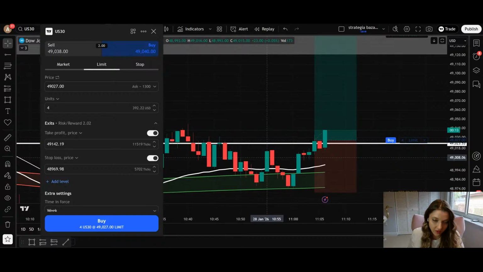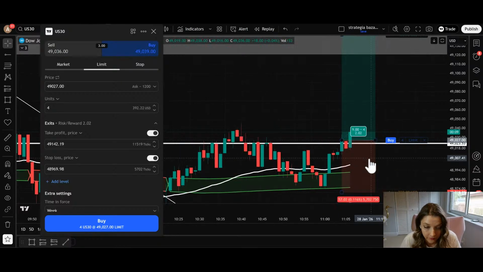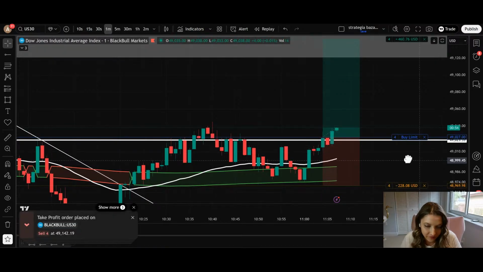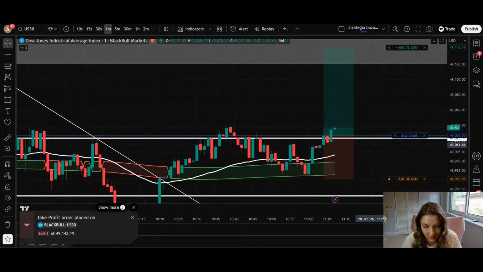Let's wait for this candle to break, to close, and yeah, I'm going. Come on, all in. Here we go. Just because it's a test entry too.